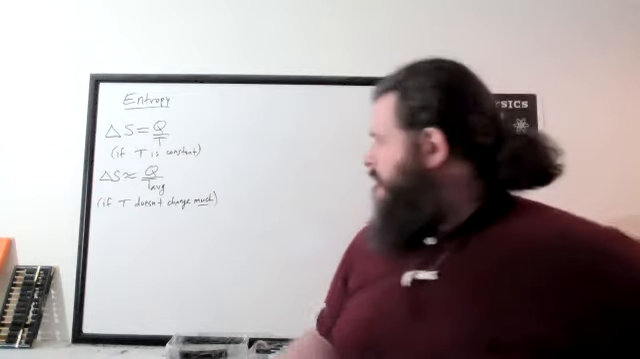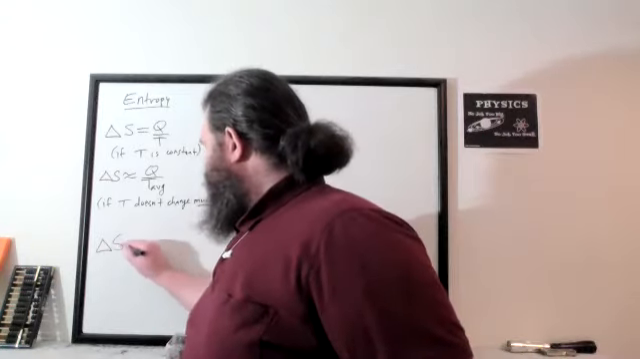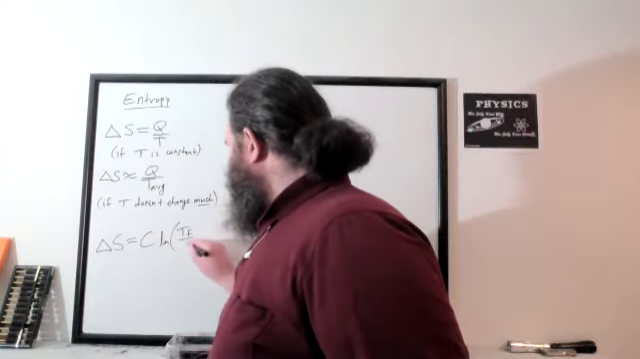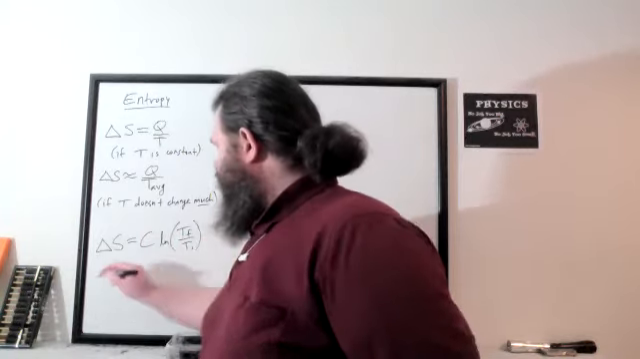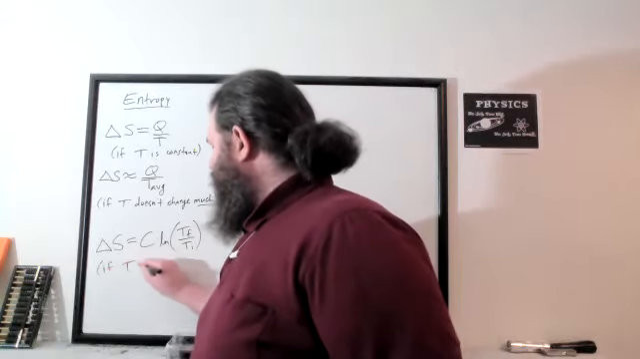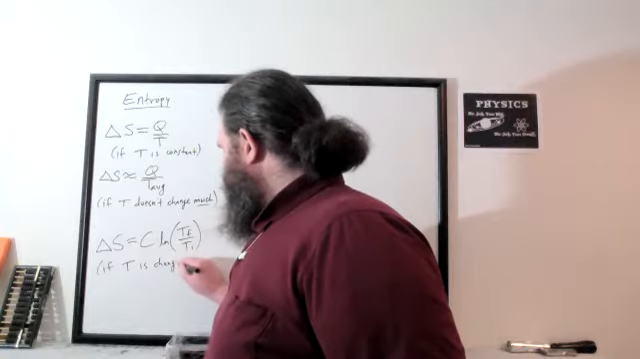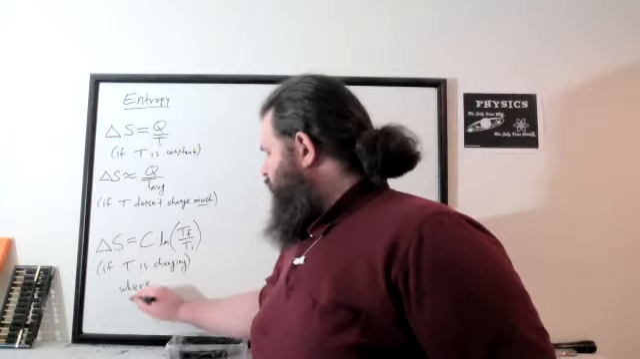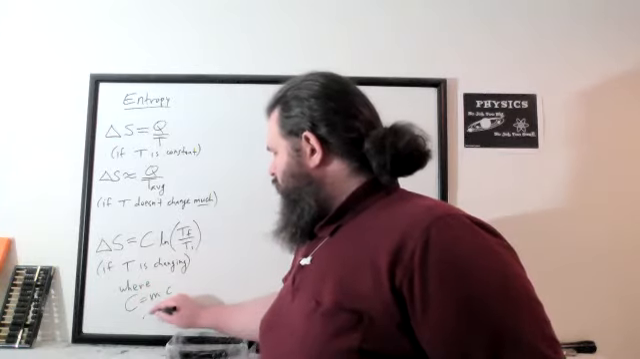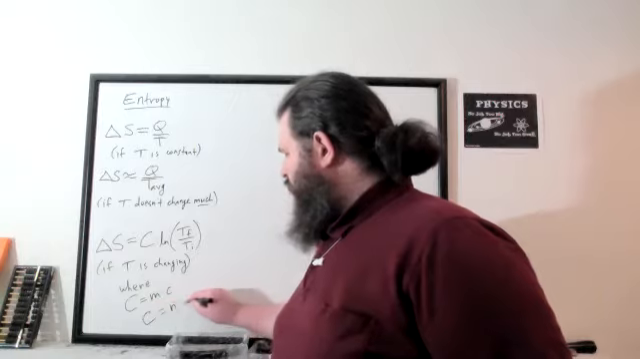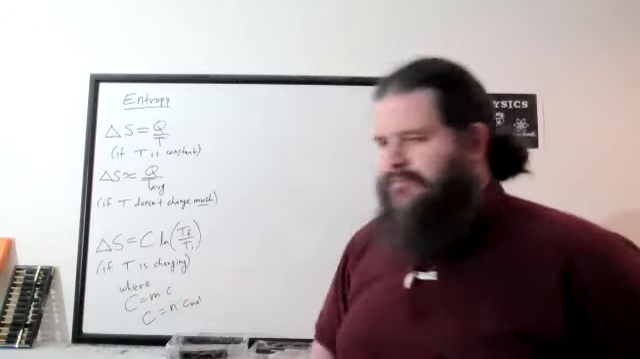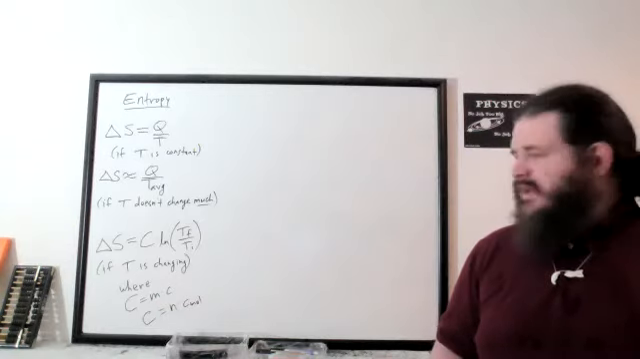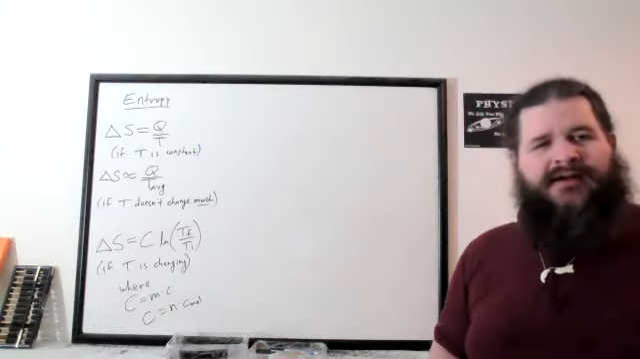Delta S equals heat capacity, and then ln of T final over T initial, I think. Yeah, that should give you the exact delta S, not just an approximation, if the temperature is changing. And heat capacity is mass times specific heat? Yeah. Okay. Or you could use number of moles times molar specific heat. And that's specifically the constant volume molar specific heat, because we're only looking at heat, we're not caring about work.